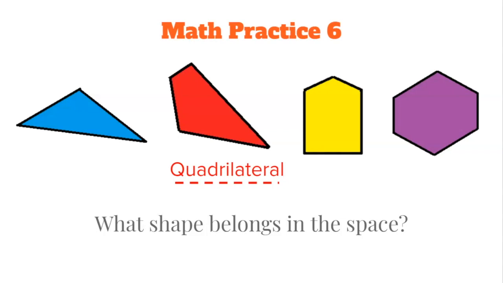Look at the shapes that I had before. I had a 3-sided figure. What's a 3-sided figure called? A triangle. I have a 5-sided figure. What's a 5-sided figure called? A pentagon. And a 6-sided figure is called a?